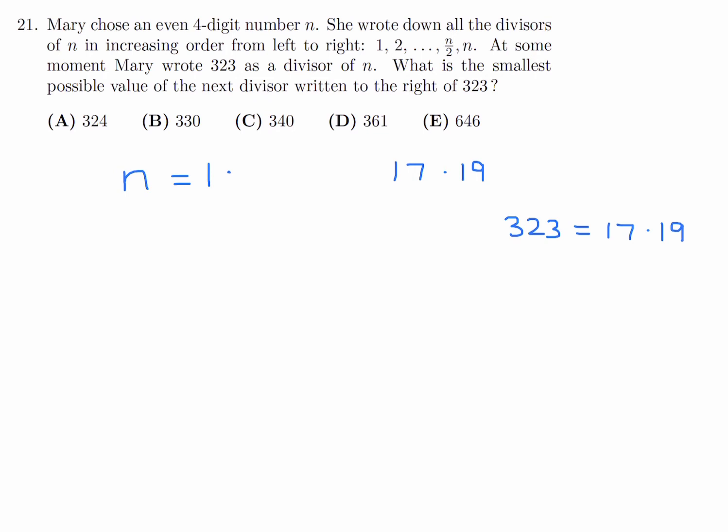And we are told that n is a 4-digit number and that it's even. Because it's even, then it must have 2 as one of its prime factors. So that's what we have so far.